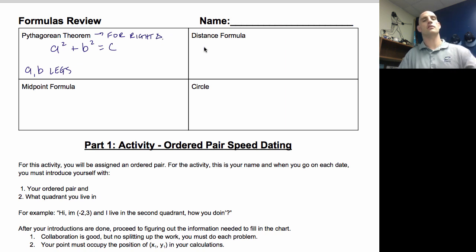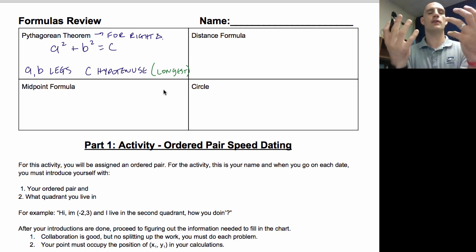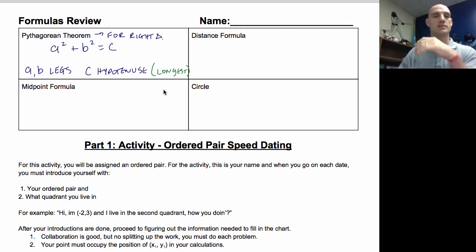Hopefully you don't mind me drawing a little triangle there. A and B are the legs, and C is the hypotenuse. And the hypotenuse is the longest side. Well, when we start to move into the coordinate plane, what we're going to realize is the Pythagorean theorem is super applicable to the coordinate plane because the distance formula is based on the Pythagorean theorem.